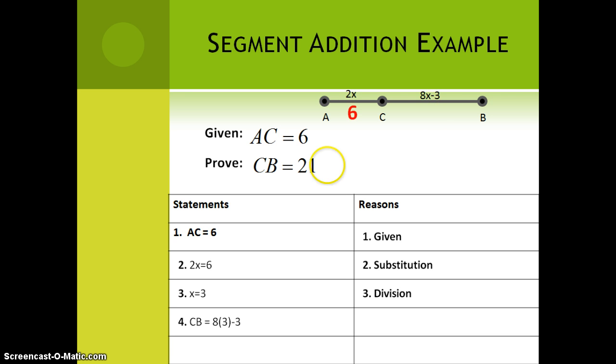Then we use substitution to figure out what CB is, because we're trying to prove that CB is 21. So we're going to plug in 3 for x. That's using substitution. Then we get that CB is equal to 21 by evaluating that expression. 8 times 3 is 24, minus 3 is 21. Yay, we've done our first segment addition proof.